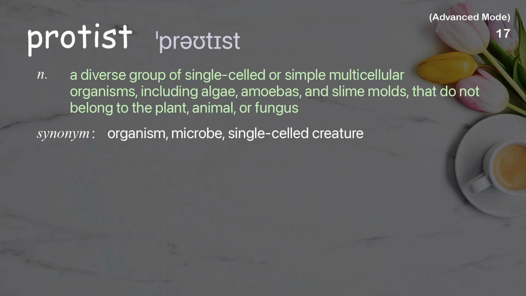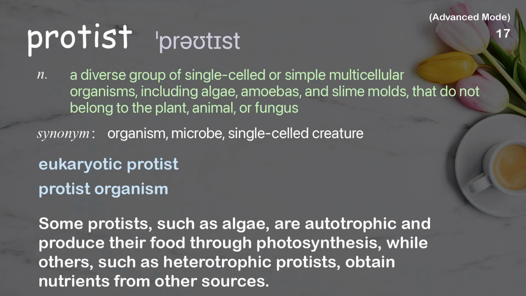Protist. A diverse group of single-celled or simple multicellular organisms, including algae, amoebas, and slime molds, that do not belong to the plant, animal, or fungus kingdoms. Examples: Eukaryotic protist. Protist organism. Some protists, such as algae, are autotrophic and produce their food through photosynthesis, while others, such as heterotrophic protists, obtain nutrients from other sources.